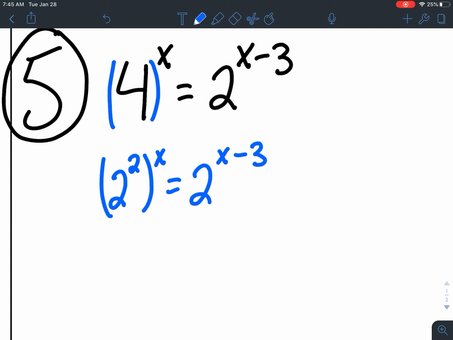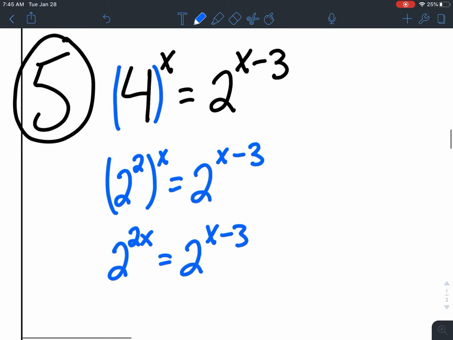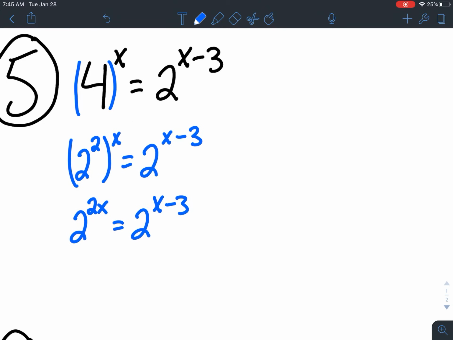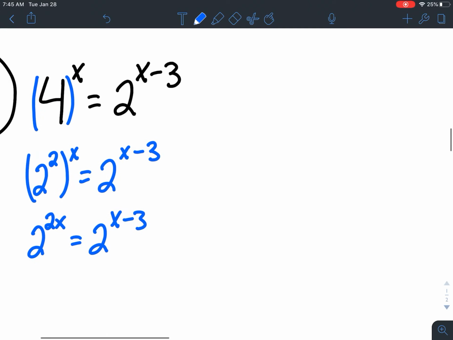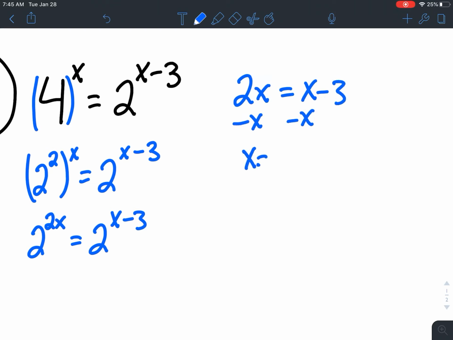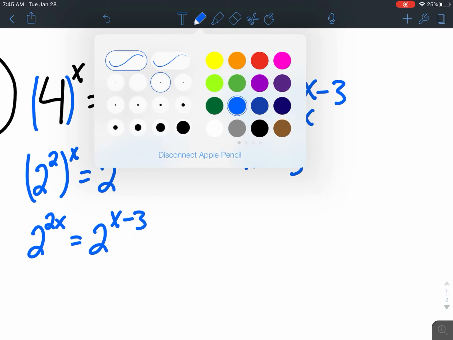Our exponent rule for a power being raised to another power tells me I multiply those two exponents. So the left side ends up being 2 to the 2x power equals 2 to the x minus 3 power. And now we have the same base, so I can just set those exponents equal to each other. 2x equals x minus 3. I subtract x on both sides, and I get negative 3.